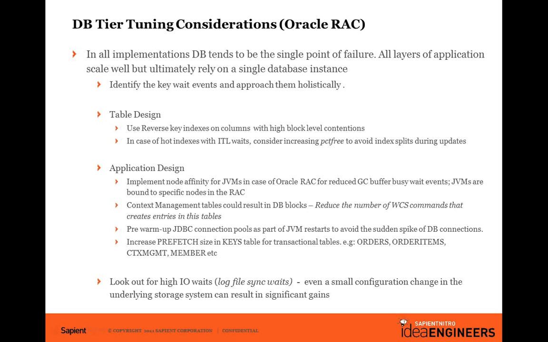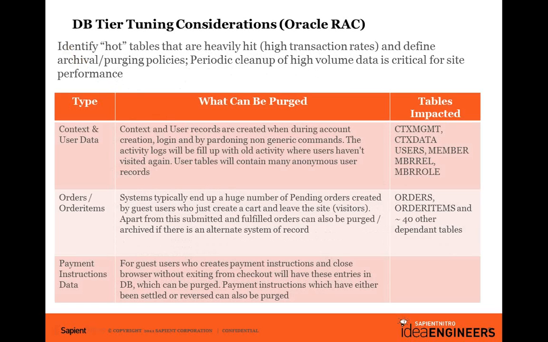The next one is often understated, but has a huge impact: archive your tables. In WebSphere, you have 700 tables, and some of them are very hot, meaning they have a very high transaction rate: context data, user data, order tables, payment instructions. They grow to enormous size. Payment instructions and others can quickly reach 100, 150 million rows. So archive or purge them periodically.